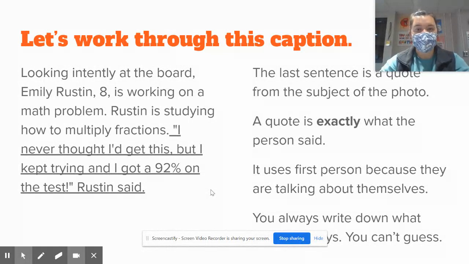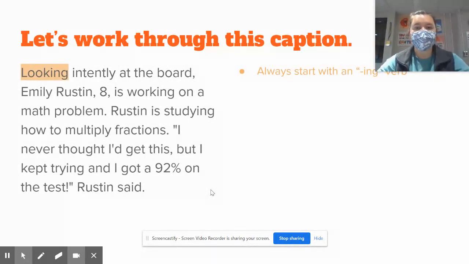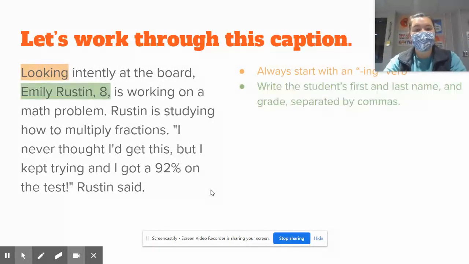I want to break it down even farther though. Okay, so let's go sentence by sentence. When we start with our descriptive sentence and we're talking about describing what's going on in the picture, we're always going to start with an ing verb. Okay, we are describing what is happening in the photo. So looking is our verb. What she's doing, you'll always look at the photograph and decide what is that person doing, and that's going to be the word you start off with. Looking intently at the board. Okay, we use that ing verb to tell people what she's doing.